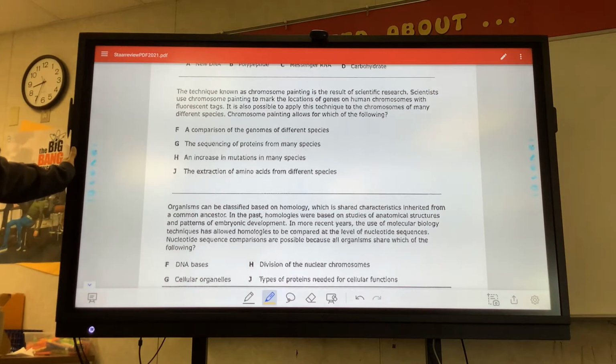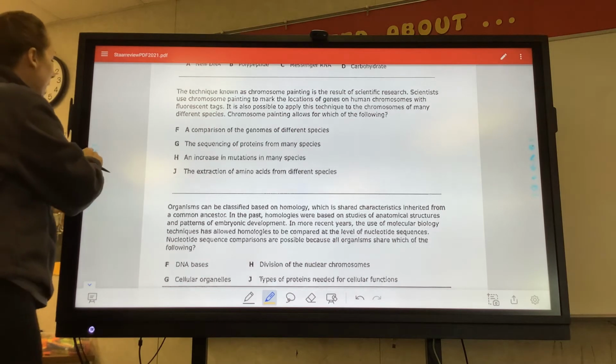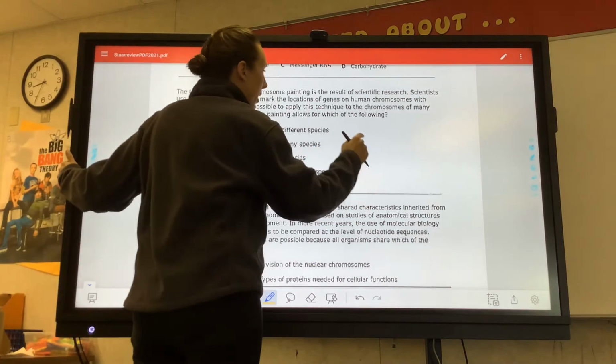The technique known as chromosome painting is the result of scientific research. Scientists use chromosome painting to mark the locations of genes on human chromosomes with fluorescent tags. It is also possible to apply this technique to chromosomes of many species. Chromosome painting allows for which of the following? Did you get that? Okay. So guys, if you had a chromosome, so here's.